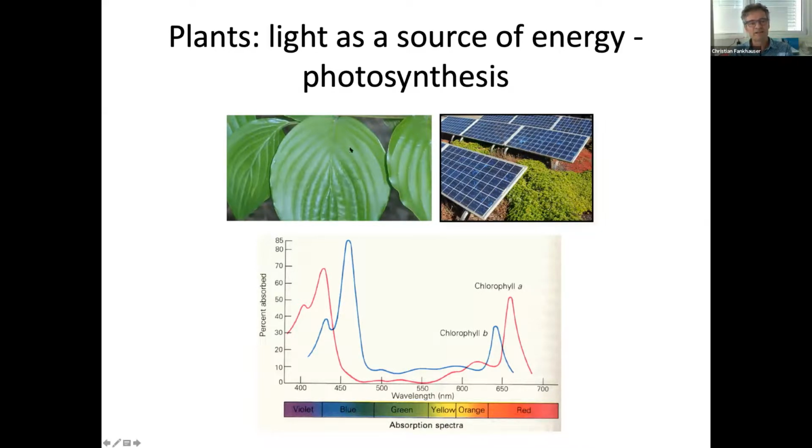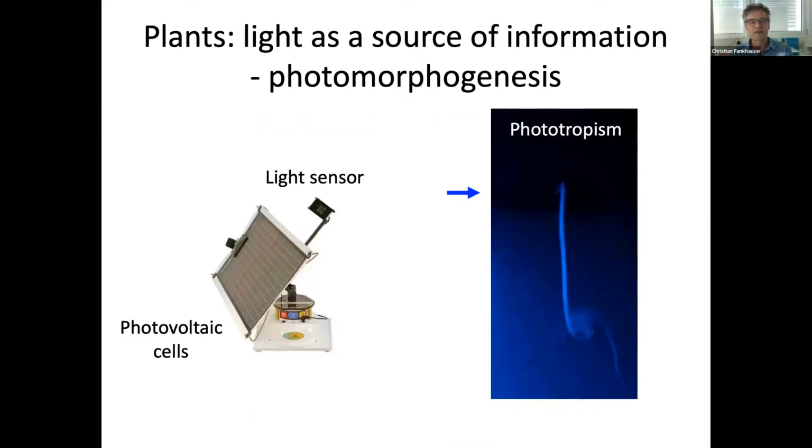And the reason why these leaves appear green to our eyes is because the pigments which absorb, which harvest this light energy, are called chlorophylls, and these chlorophylls mostly absorb in the blue and in the red part of the solar spectrum. Now, plants actually have this ability to transform solar energy into chemical energy, but they also use light as a source of information. And collectively, this phenomenon is known as photomorphogenesis. In other words, how does light shape the body of a plant?